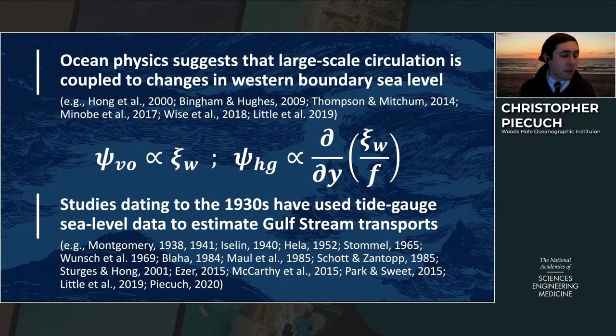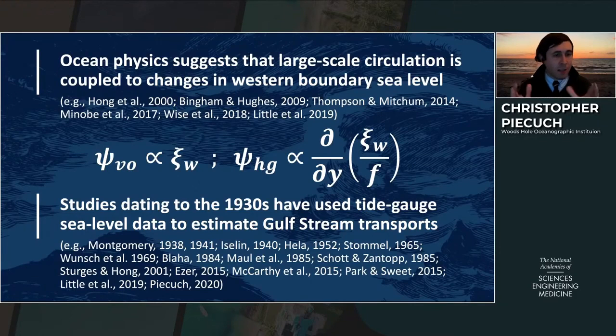Well, the basic fluid dynamic equations of oceanic motion suggest that changes in large-scale features of the circulation, things like the vertical overturning or the horizontal gyre, it turns out that changes in these circulation features are in fact manifested in and coupled to changes in sea level along the western boundary. If we're interested in the North Atlantic Ocean, our western boundary here is the east coast of North America.